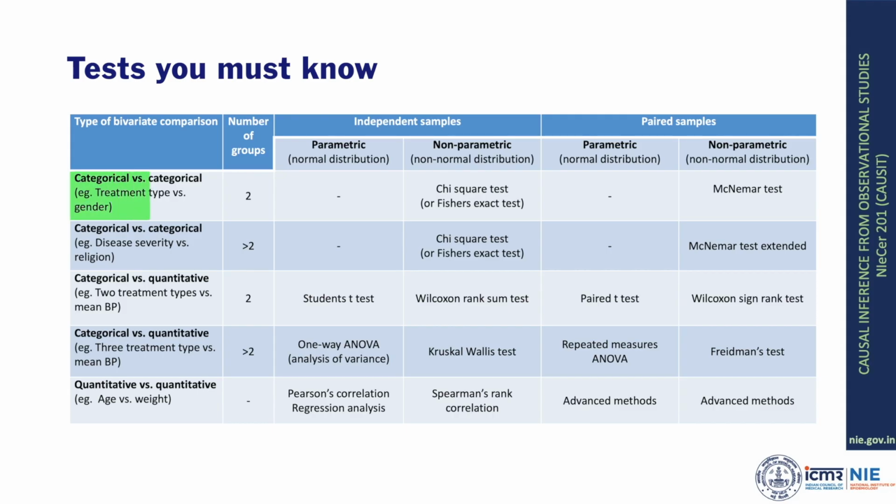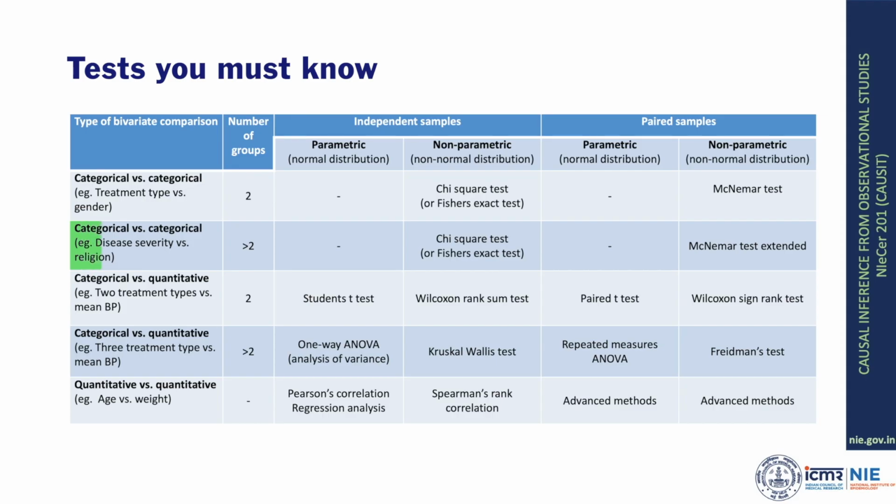The first comparison is a categorical variable versus a categorical variable. For example, treatment type versus gender. Treatment type is surgical or conservative, and gender is male or female. There are only 2 levels in each categorical variable. In that case, you use a chi-square test if assumptions are met, or Fisher's exact test if the assumptions are not met, for independent samples. If the samples are paired, such as before after or matched case control, then you use a paired samples test, which is the McNemar test.